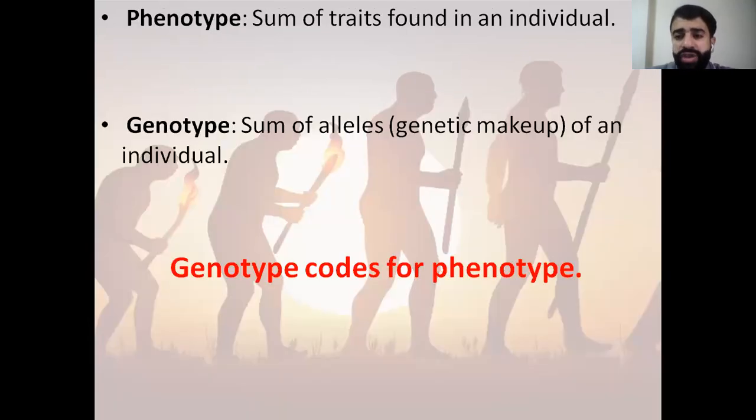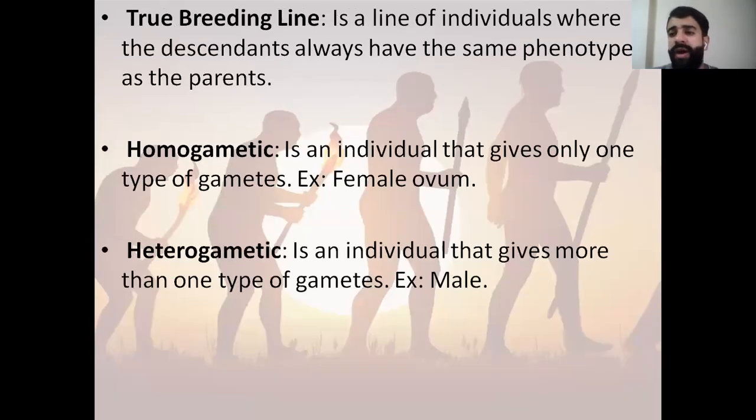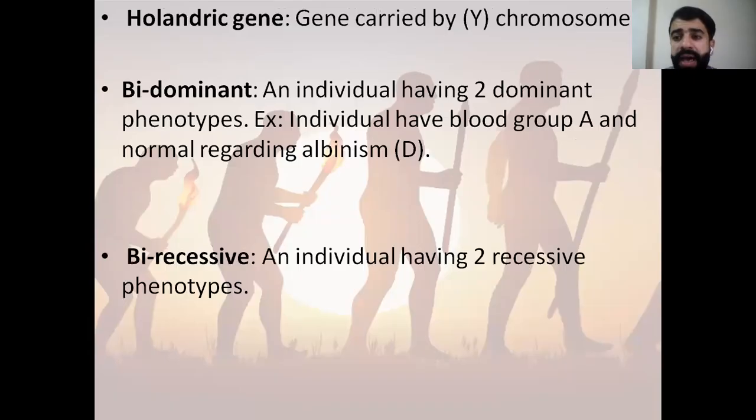Also, we talk about the phenotype and the genotype. Phenotype is the sum of the traits. Genotype is the sum of alleles of an individual. Always the genotype will code for the phenotype. We talk about the true breeding line, where the individuals and their descendants have the same phenotype as their parents. Homogametic is an individual that gives only one type of gametes, for example the female ovum, while a heterogametic individual gives more than one type of gamete, for example the male.